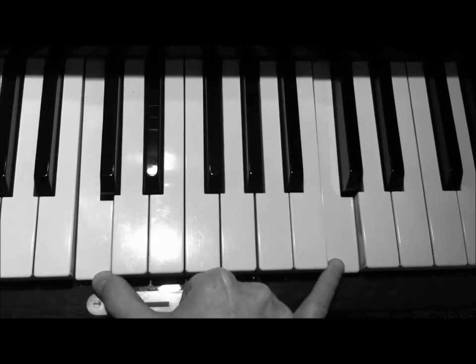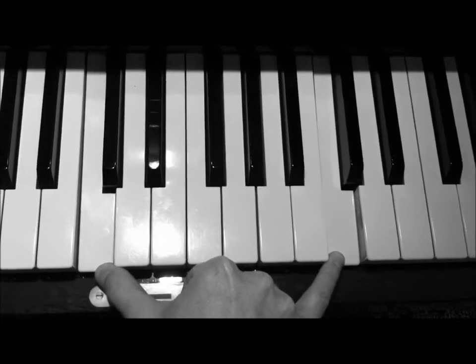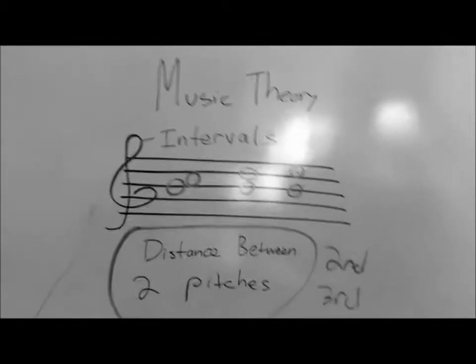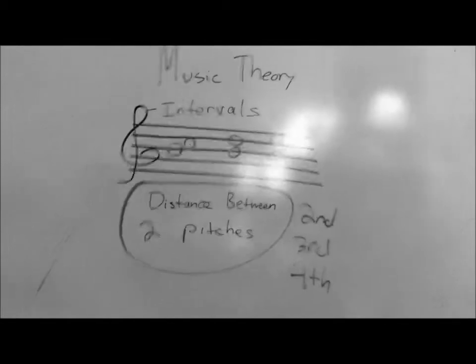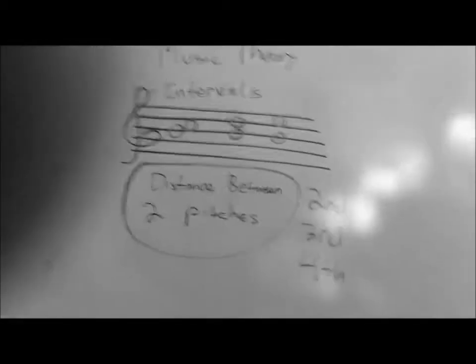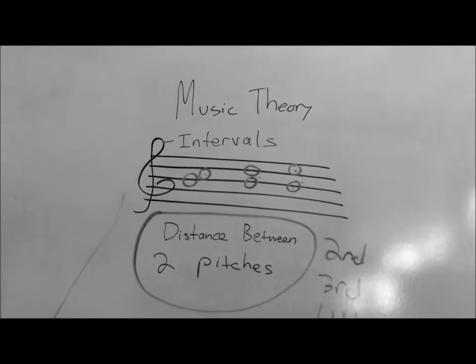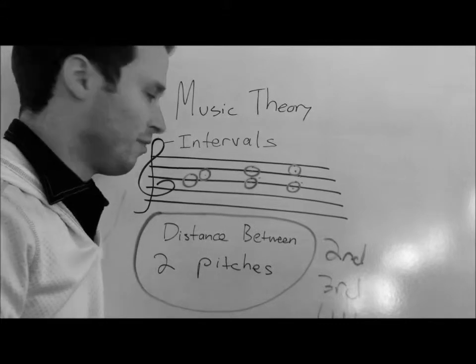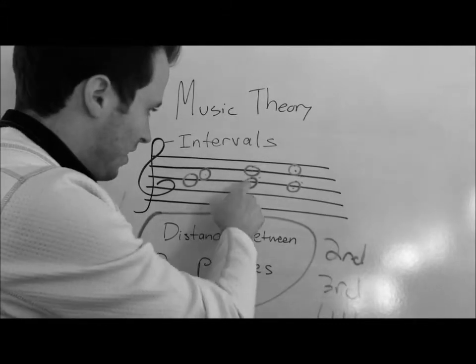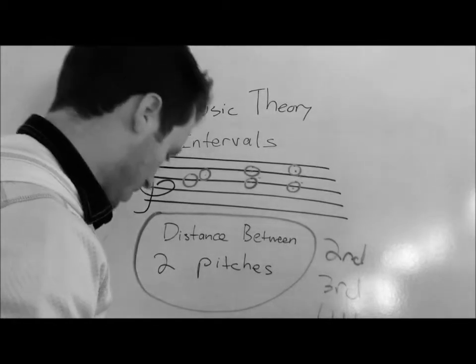This is basically how intervals can be counted on the keyboard and looked at and observed. And of course up here, this is how they can be observed on the staff. So you can count the lines and spaces on the staff, and you can count the keys on the keyboard. So this is basically how intervals work when they're stacked on top of each other. These are what we would call harmonic intervals, okay?